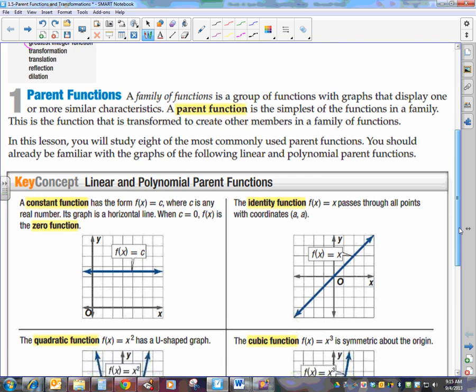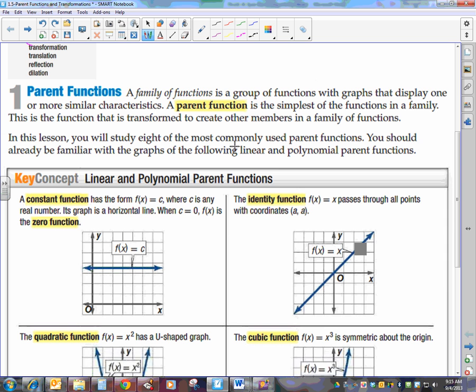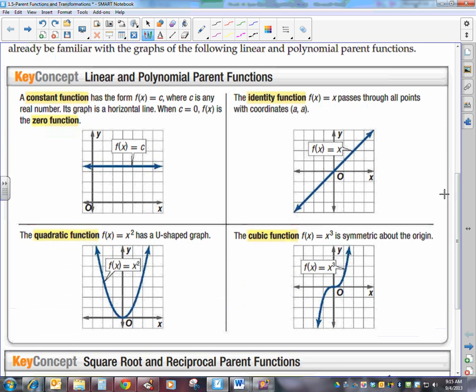Okay, so we're going to look at the 8 most commonly used parent functions. The first one we have is our constant function. Of course, that means that nothing changes, and that is f of x equal to c, c being a constant. In this particular picture, it would be y equals 3.5 or f of x equal 3.5. So you're only seeing one variable in your equation.